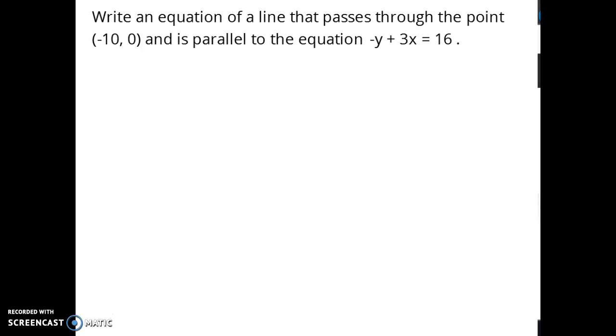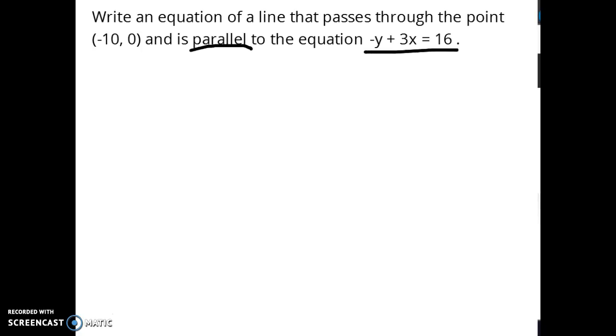So looking at this problem, there are some important pieces I need to remember. The first thing we need to remember is that the line is going to be parallel. Why is that important? Because parallel means the slopes will be the same. So the slope of this equation will be the same as the slope of the new equation.